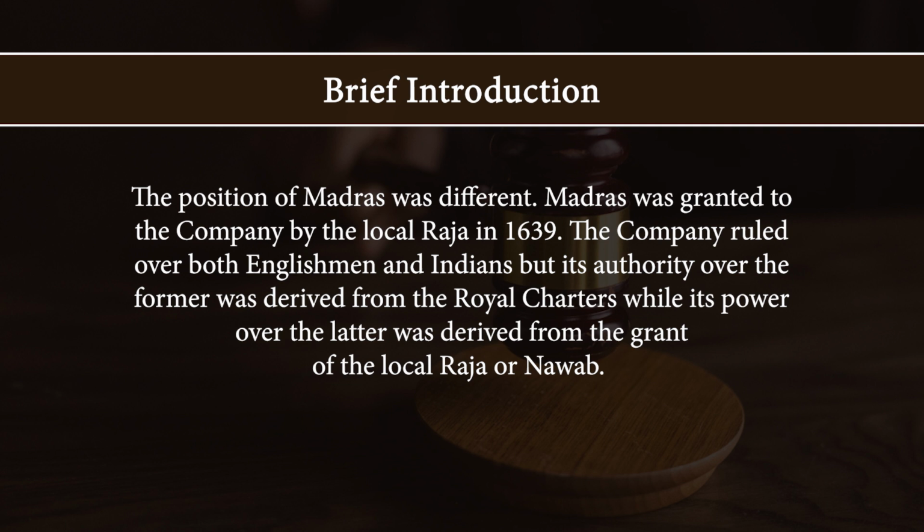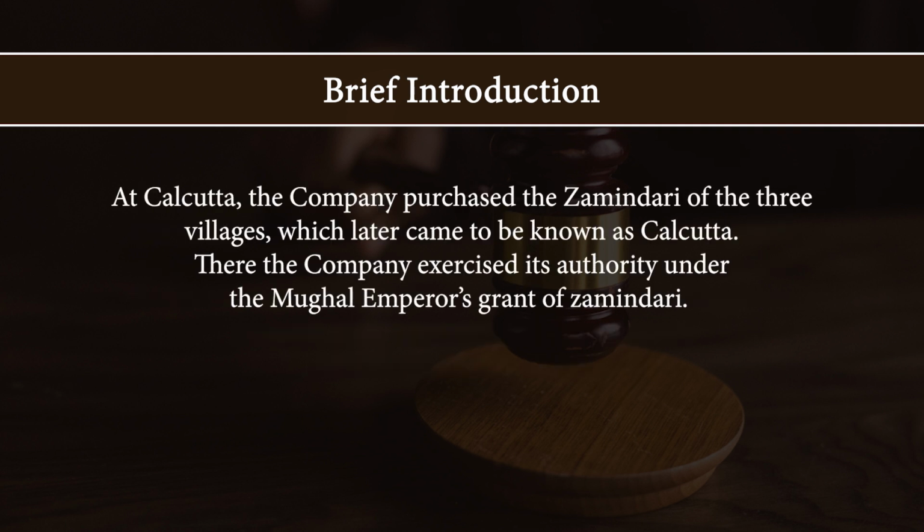The company ruled over both Englishmen and Indians, but its authority over the former was derived from the royal charters, while its power over the latter was derived from the grant of the local Raja or Nawab. At Calcutta, the company purchased the jamidari of the 3 villages, which later came to be known as Calcutta. There, the company exercised its authority under the Mughal emperor's grant of jamidari. The policy of the company therefore varied according to the principle by which control was to be exercised in all these settlements.